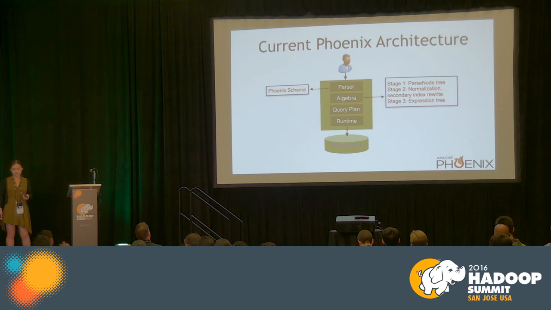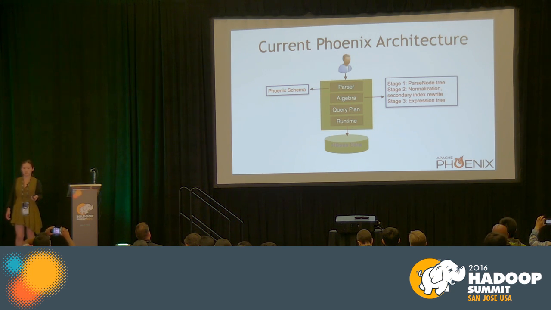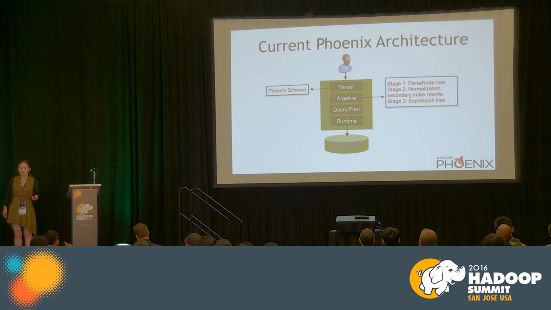So this is the existing Phoenix architecture, which is pretty straightforward. If a query comes in, it comes through the parser first, gets converted into the ParseNode tree, and then into an expression tree, and then it gets translated into a Phoenix query plan by the Phoenix compiler, and then the query plan will be executed on the Phoenix runtime. You can see that everything here is very closely coupled. And also we have to do some query rewrites on the ParseNode tree.